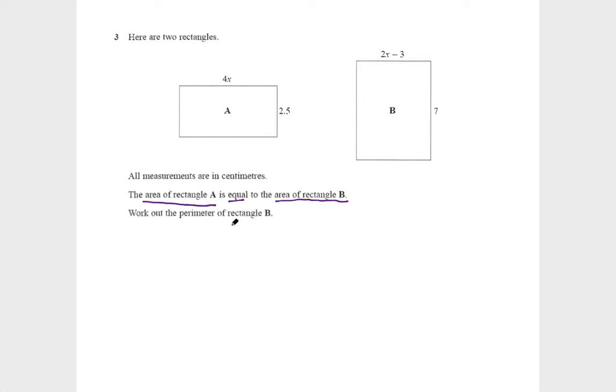So the area of rectangle A is 2.5 times 4x. It's equal to the area of rectangle B, which is 7 times 2x minus 3. Remember the brackets there. You're going to make sure the 7 is multiplied by each of these. So doing the calculations with this, that leaves us with 10x equals 14x minus 21.